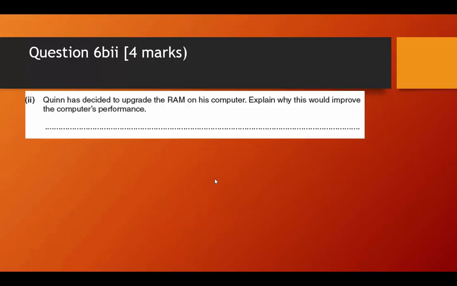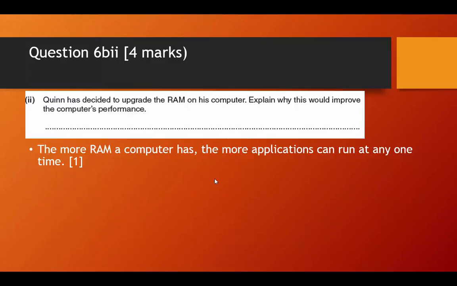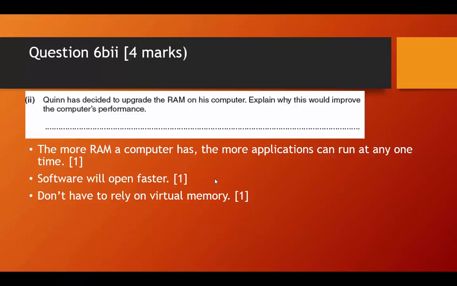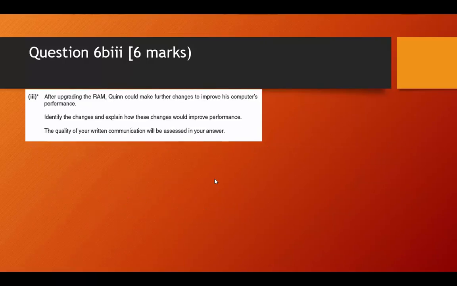Quinn has decided to upgrade the RAM on his computer. Explain why this would improve the computer's memory. Well, if a computer has more RAM, it means that more applications can run at any one time. And if more applications are running at any one time, the software will open faster. We don't have to rely on virtual memory, so we don't have to use the hard drive as the virtual memory or the swap file. And we can run more memory intensive software, so any CAD software or any software for editing videos or graphics will run more smoothly. So 1 mark for that one. It's not 4 marks, that should be 1 mark, I believe.